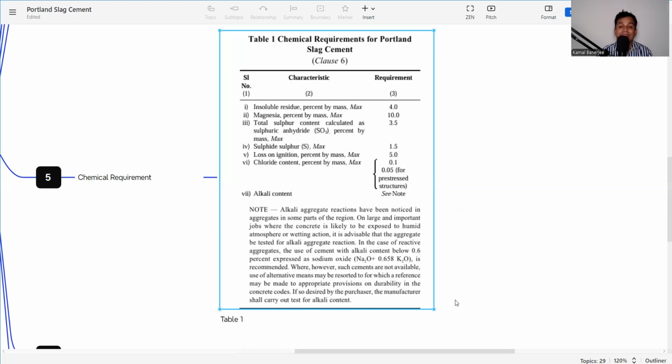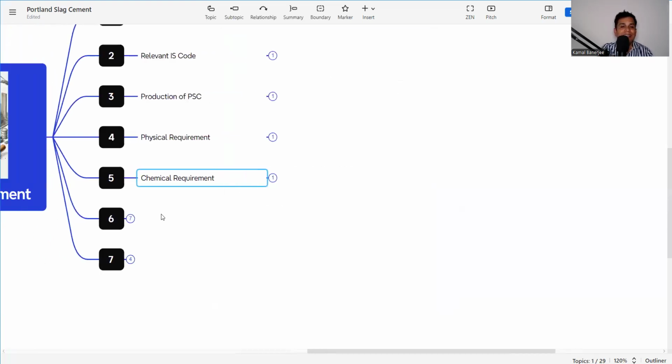So again it is saying that if it is an area where we are using the concrete that may be wetting, heavy rain, moisture, then the alkali content is to be measured. And if it is not as per the agreement between the purchaser and the supplier, a different cement can be used, or if it is okay with the purchaser and the supplier, then the slag cement can be used. So these are the chemical requirements of the Portland slag cement.